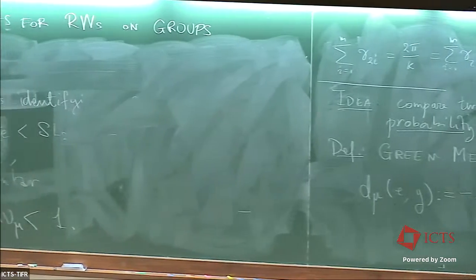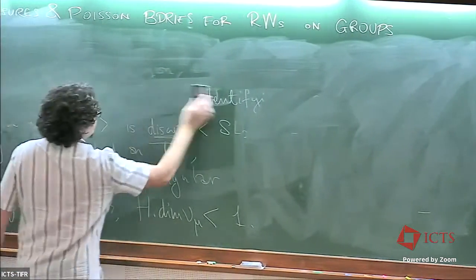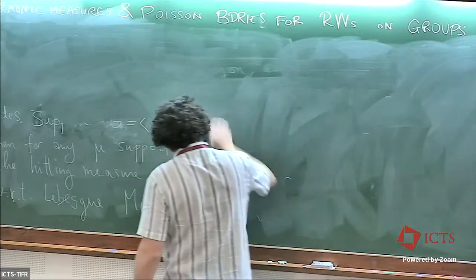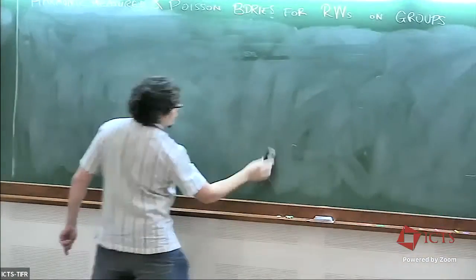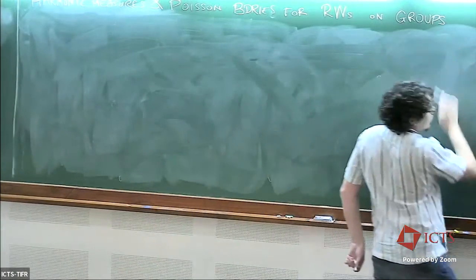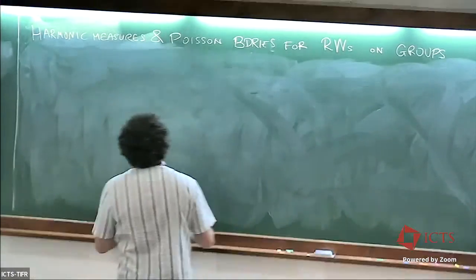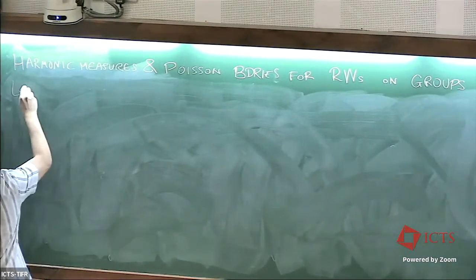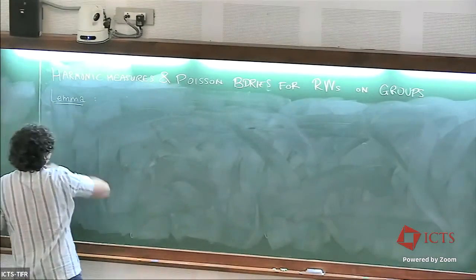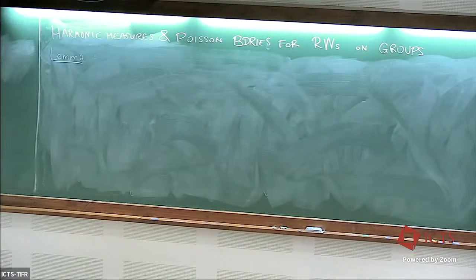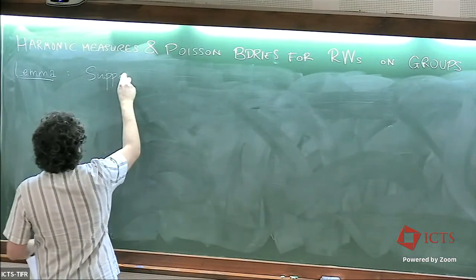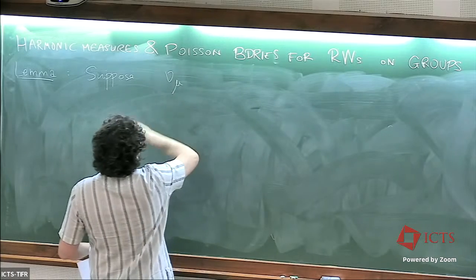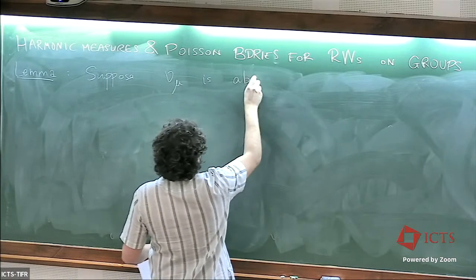So now let's see how the proof goes. We can break down the proof into maybe 4 lemmas. The idea is to break down the probability and the geometry into 2 parts. So first of all, let's start with this crucial observation, which is the following. Suppose that the measure nu is absolutely continuous.